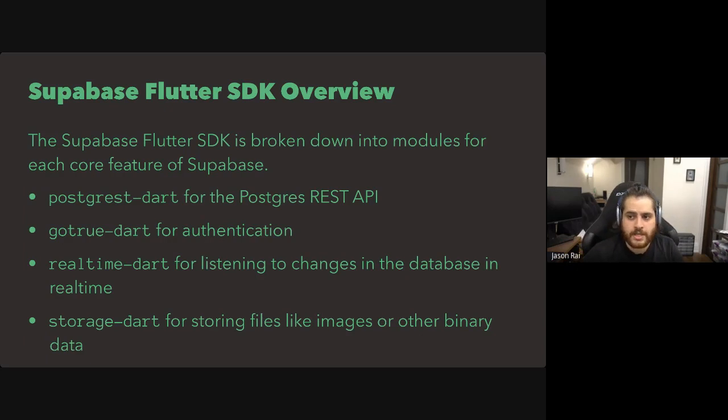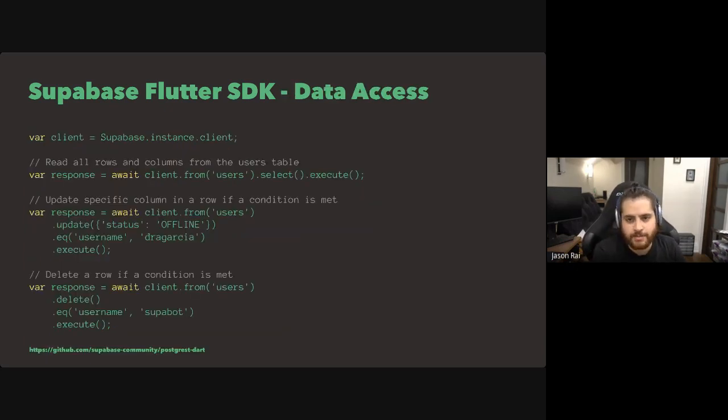So let's talk about these SDKs and look at some code examples. This one is for data access, the Postgres SDK. It's a really, really simple API, and I can almost cover the complete basics in a single slide here. If you want to read from the users table, like that first example there, you just type Dart code in a similar way to what you would do with SQL.